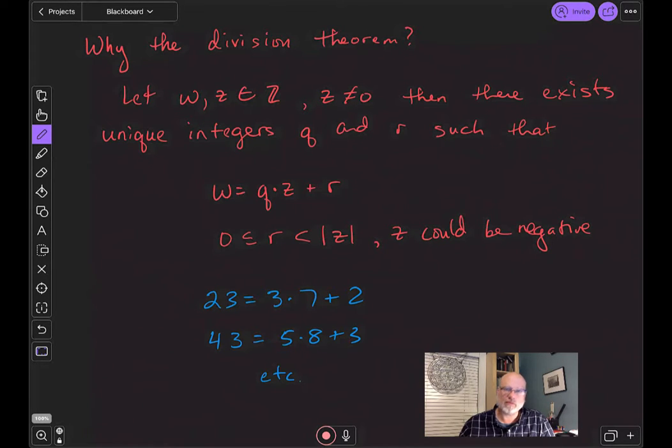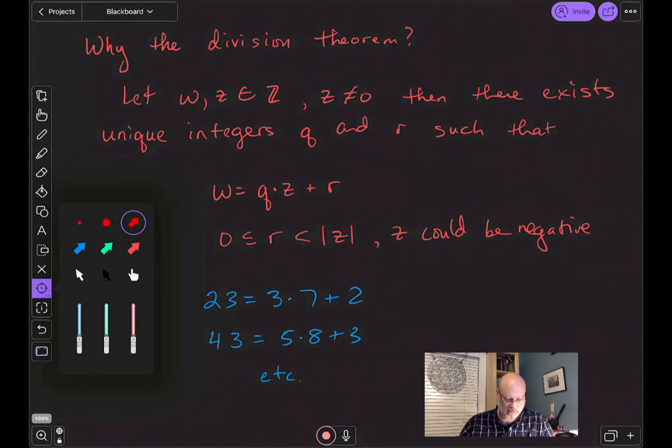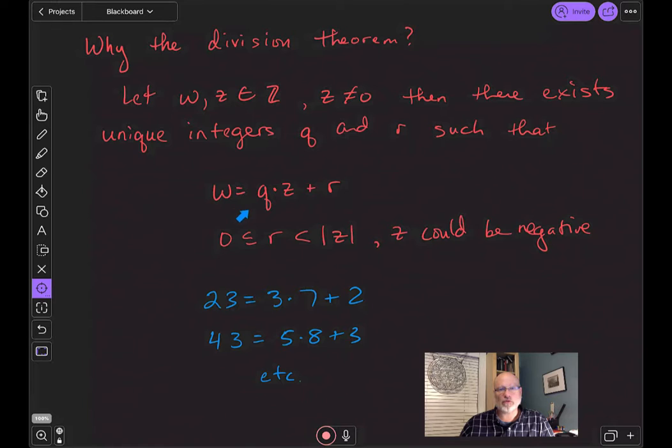To be really specific, what this basically says is that if we let w and z both be integers, where z is not equal to 0, then there exist some unique integers q and r, and I'll let you guess what q and r probably stand for, such that w equals q times z plus r.